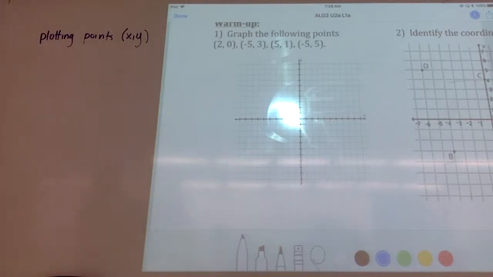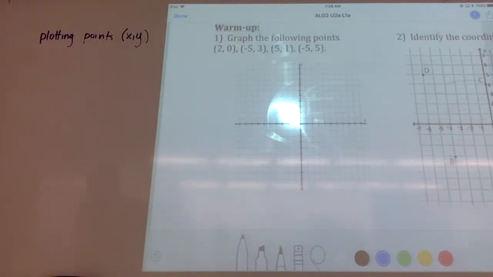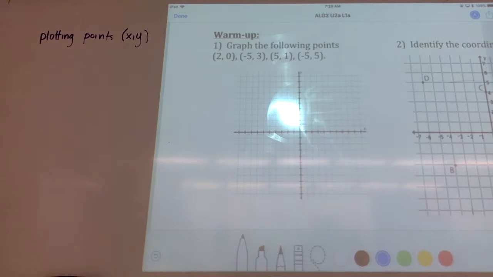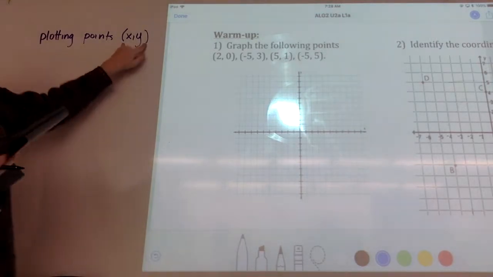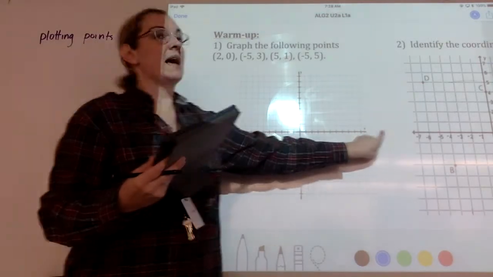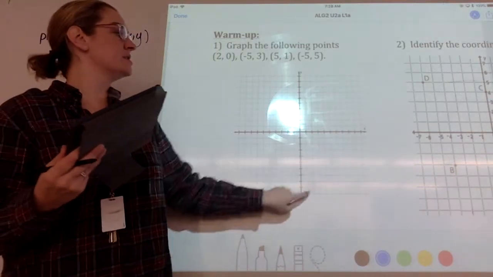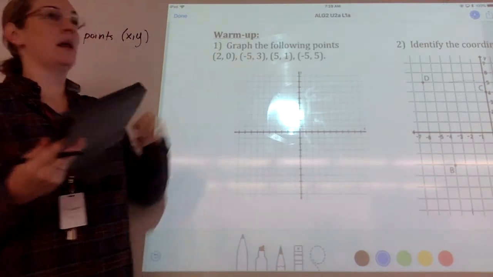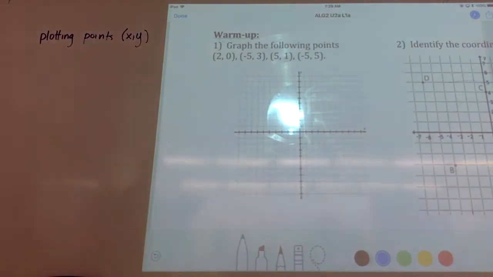All right, so the first thing is we are going to graph the following points. Points are always in the format of x comma y. As a review, this is your x-axis, so you always go left and right first. Then you're going to go up and down when you're plotting points. So 2, 0 would be located right about here. 2, 0. Okay, so the first one, this is a review for the benefit of everyone.